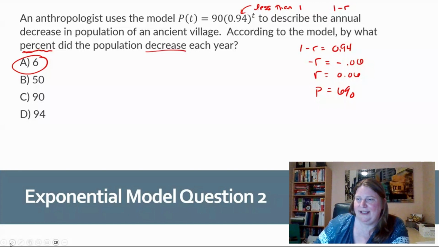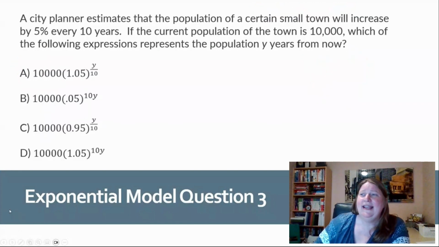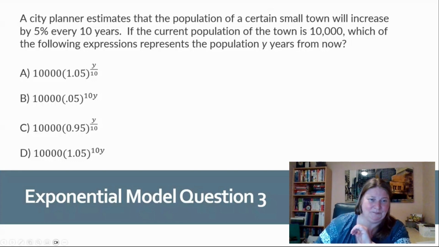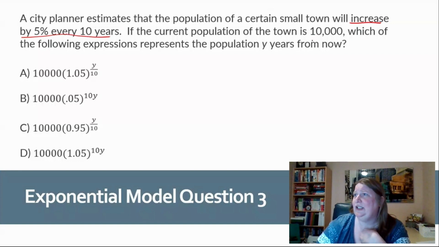One more question, then we'll call it a day. All right, question 3. This one's the biggest challenge question because we have more going on in our exponent that you have to think through. So please pause the video, get your own answer. All right, now that you've had a chance to do it, I'm going to give it away. So let's take a look. This increases by 5% every 10 years, and the starting population is 10,000.